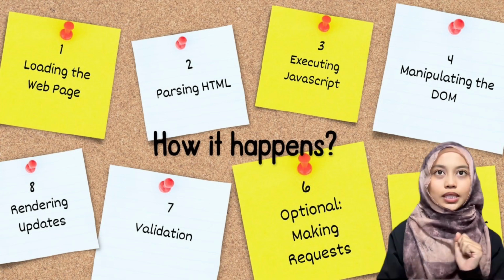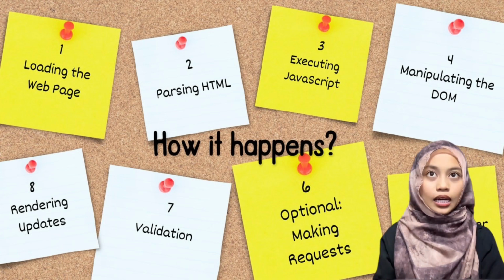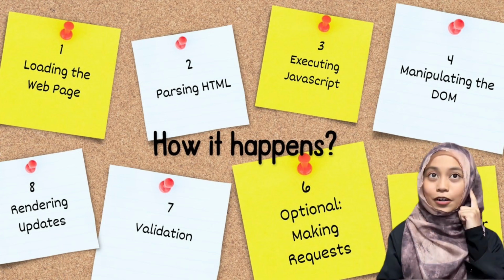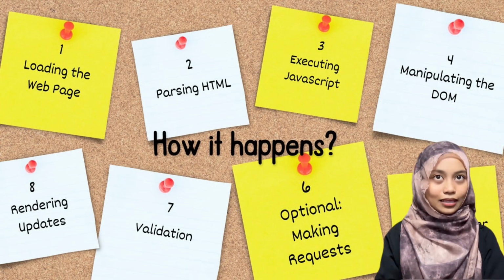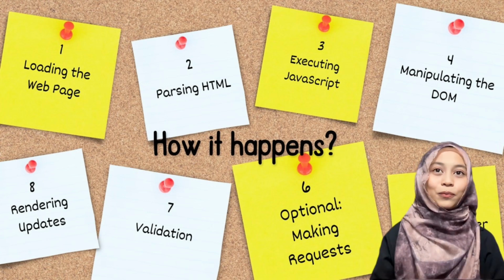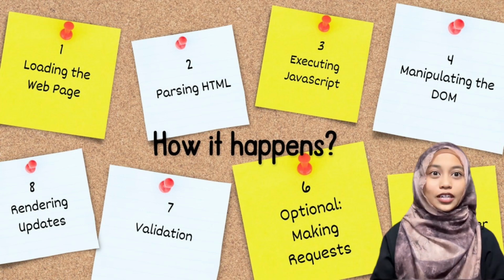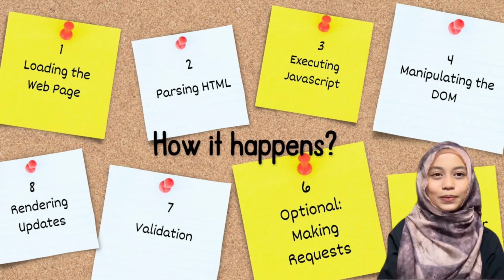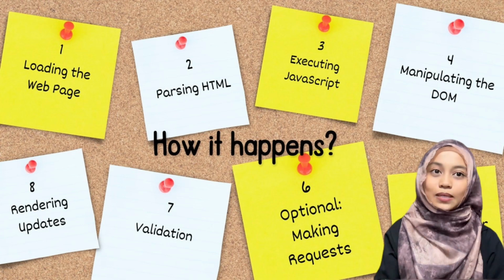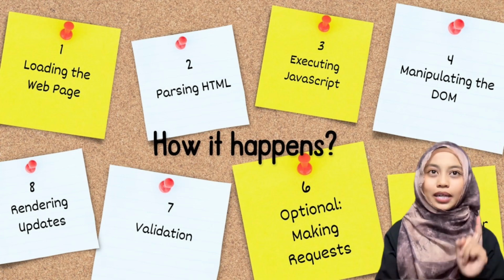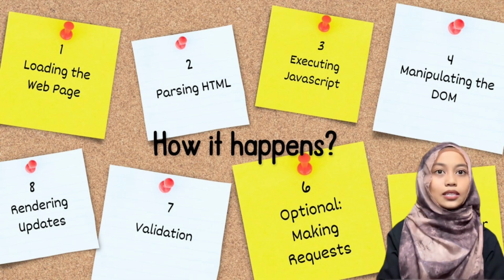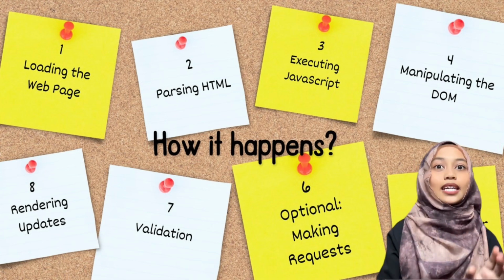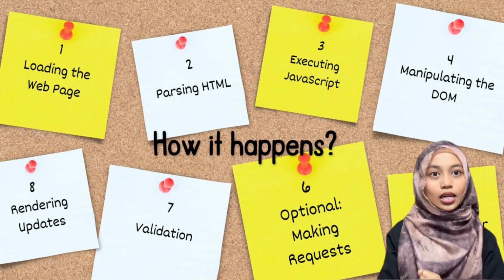Step 5 is handling user interactions, where JavaScript listens for user actions, such as clicking on a button or typing in a form, and responds accordingly, providing interactivity. Step 6, optional, is making requests. JavaScript can fetch data from the server in the background without reloading the entire page, making the user experience smooth.